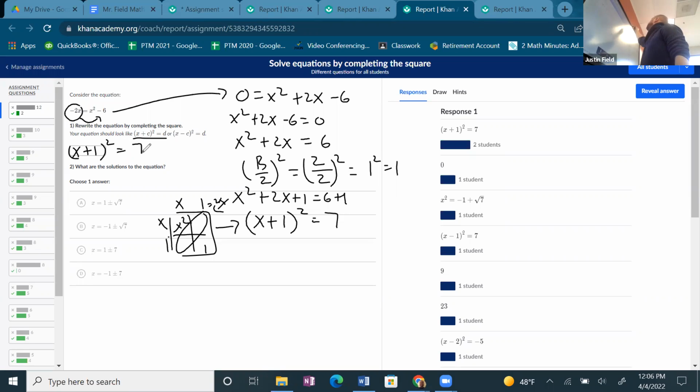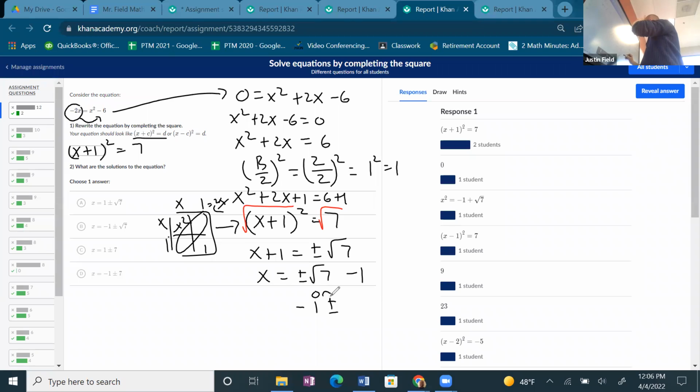Then we square root both sides. And we write plus or minus the square root of 7. And so x is equal to plus or minus root 7 minus 1. Or we could say negative 1 plus or minus root 7. Here it is. Okay, so hope that's helpful.